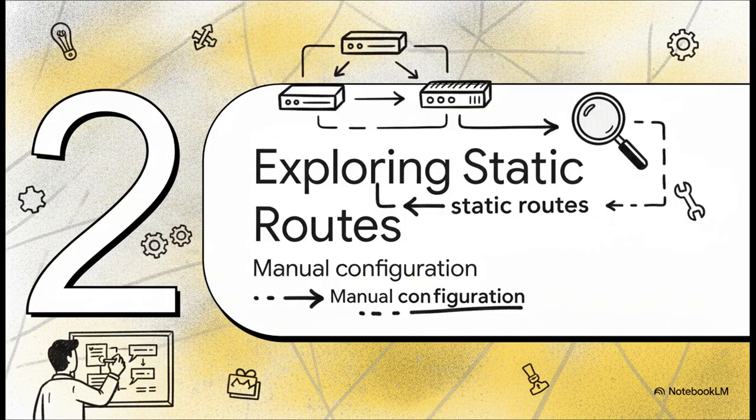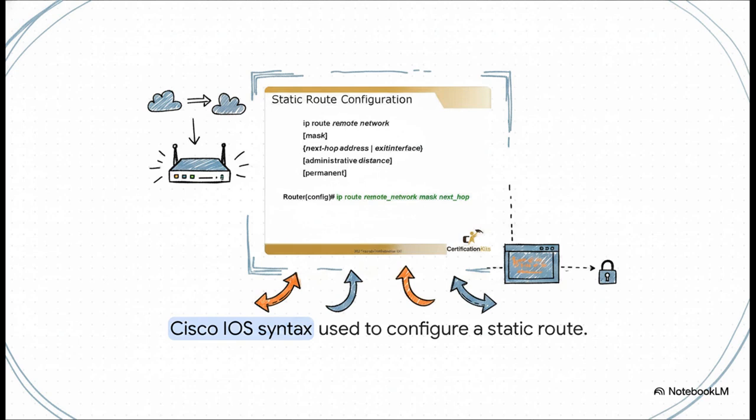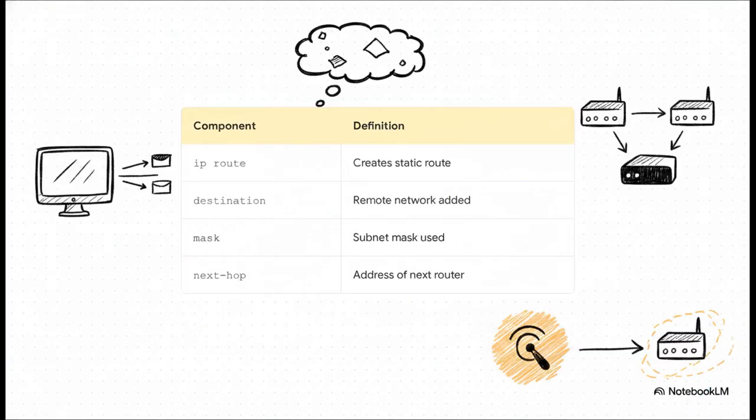Moving right along to Section 2, Exploring Static Routes. If you're staring at a Cisco IOS terminal, this is the exact command line syntax you'd use to manually punch in a static route. You jump into global configuration mode and type out this string. Now, I know looking at raw code can feel a bit dry, so let's break down what each piece of this command actually tells the router to do.